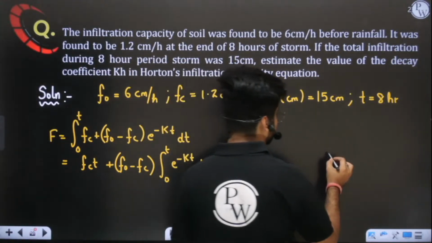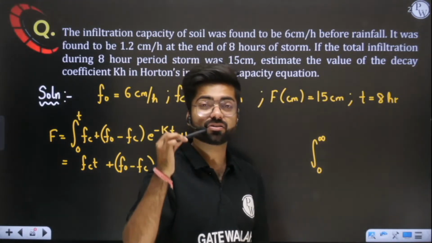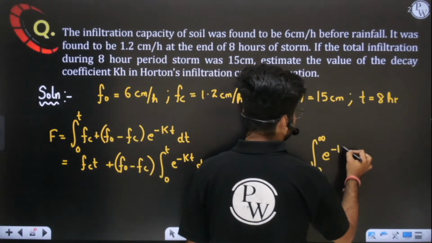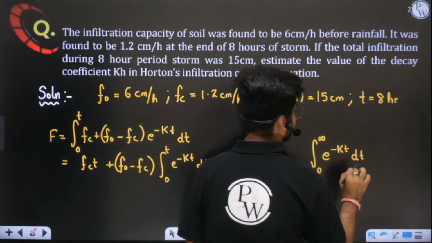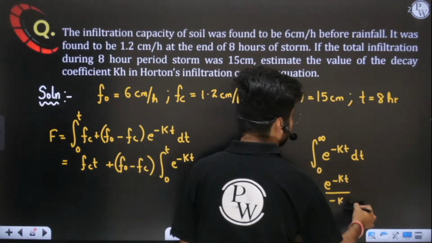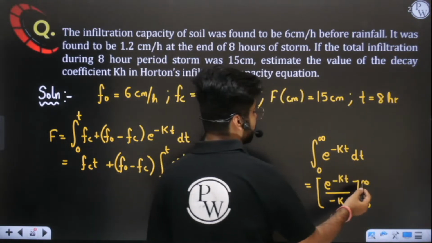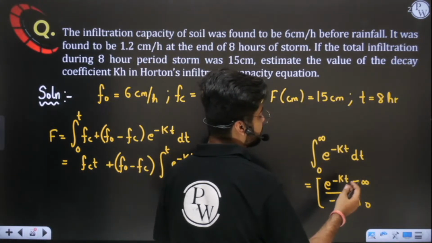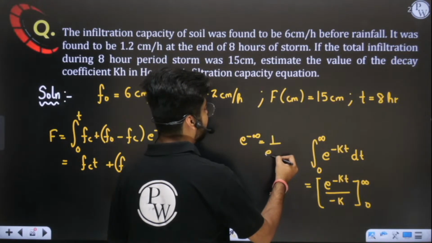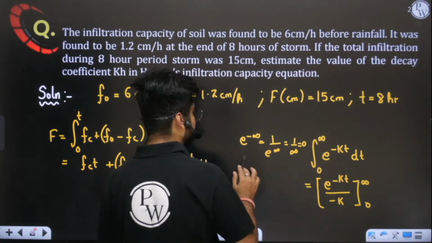Now listen very carefully. Suppose this t is becoming very large. Let us assume t is almost tending to infinity. So if t is tending to infinity, the integral of e power minus Kt dt is e power minus Kt divided by minus K. Put the upper limit, put the lower limit, put the value of t as infinity. E power minus infinity is 0. Why? See, e power minus infinity is 1 upon e power infinity. E power infinity is infinity, and 1 upon infinity is 0. You all know this thing.